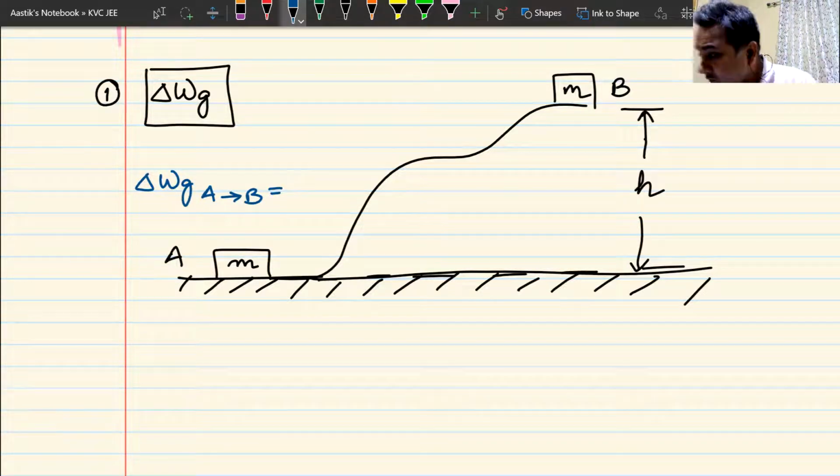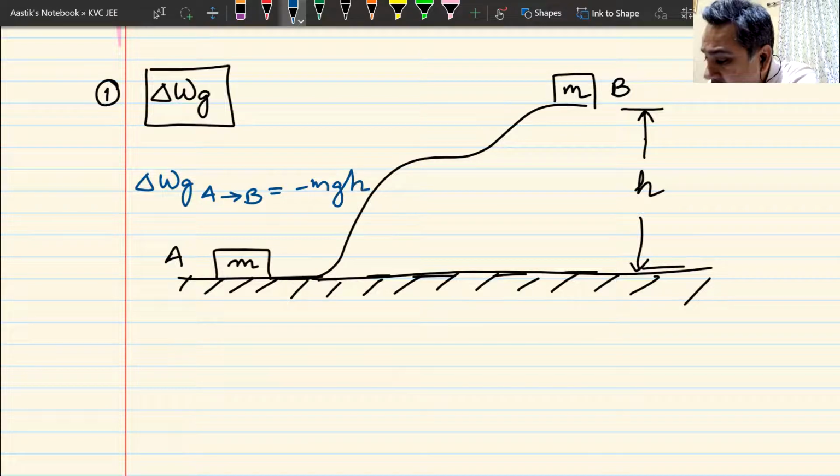I am moving this block from A to B. What will be my work done? From A to B, what will be the work done by gravity? And the answer is pretty simple. You already discussed gravity, so you must know how to find the work done by gravity. I have not brought it straight up. I have just brought it up a hill or down a hill. Right now it is going up a hill. What is the work done by gravity in this case? Minus mgh. Very good. Minus mgh is the answer.